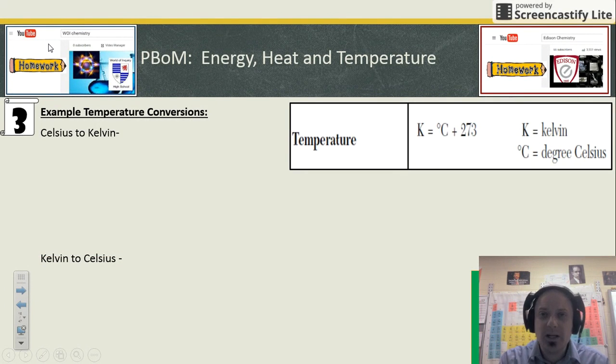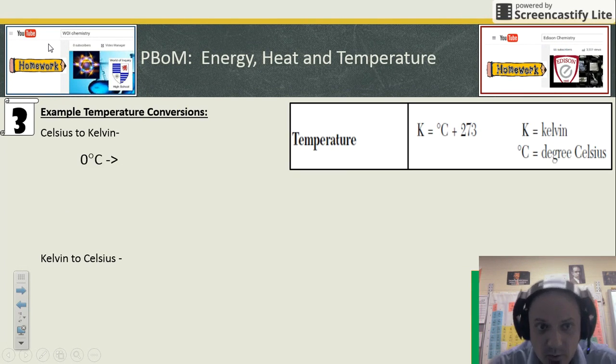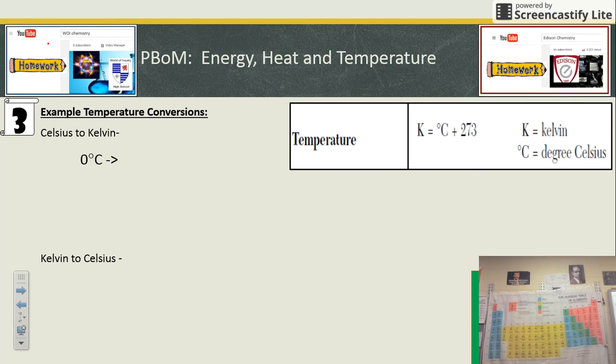To convert between temperatures is not a hard thing to do. You have to apply this equation. So we're going to do some conversions, and I'll show you how to plug and chug it. I'm going to do 0 Celsius first. I'm going to the board. So to do 0 Celsius, you just start with your equation. Kelvin equals 0 degrees Celsius plus 273. And you're going to solve for Kelvin in this case.